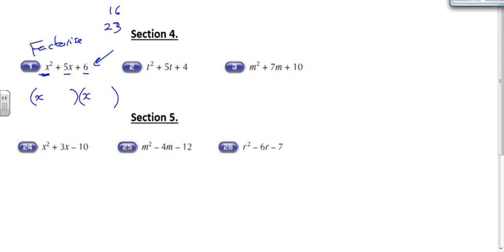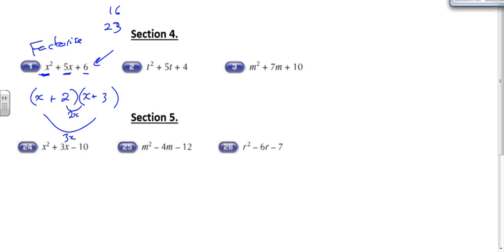What we've got to do is see, when we do the nose and the mouth, what makes 5x. So we're going to do 2 times x is 2x. And the mouth will be x times 3, which is 3x. And we're going to put them in as plus.